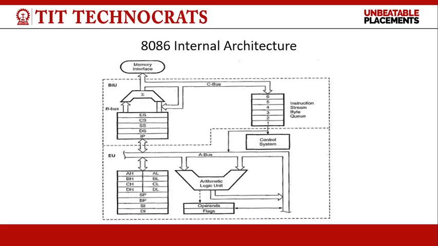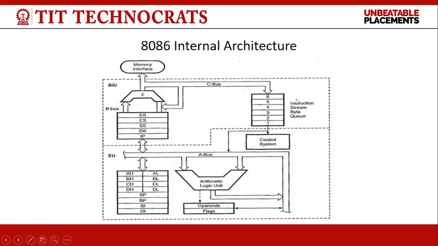Here, this is the block diagram of the internal architecture of the 8086 microprocessor. The upper part is the bus interface unit, and the lower part shows the execution unit. Now to implement these functions, the bus interface unit contains the instruction queue, then segment registers, instruction pointer, address summer, and bus control logic.